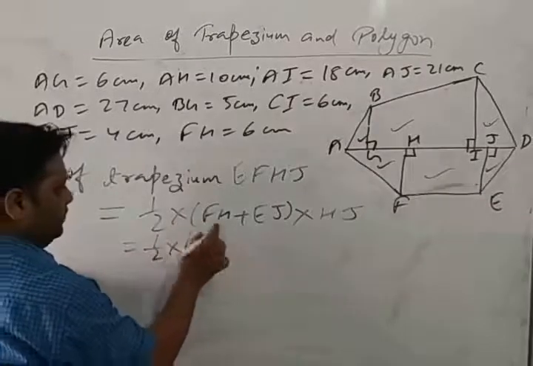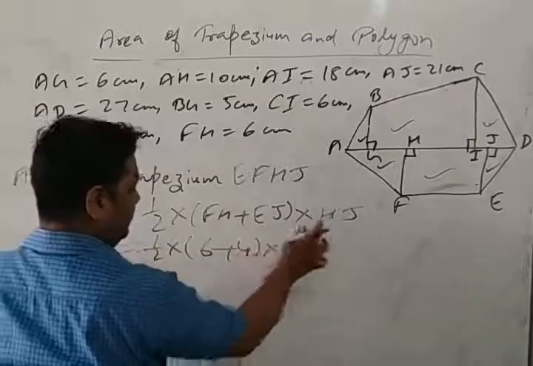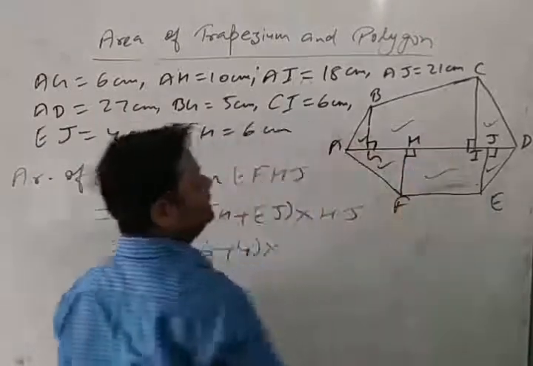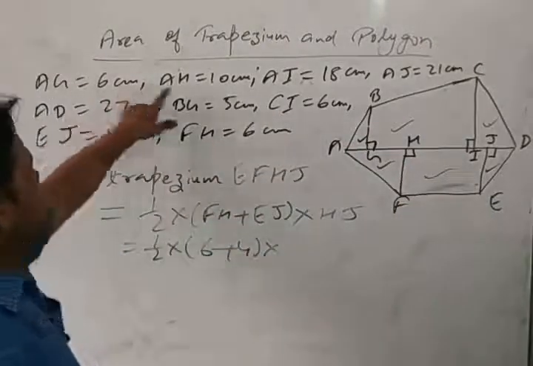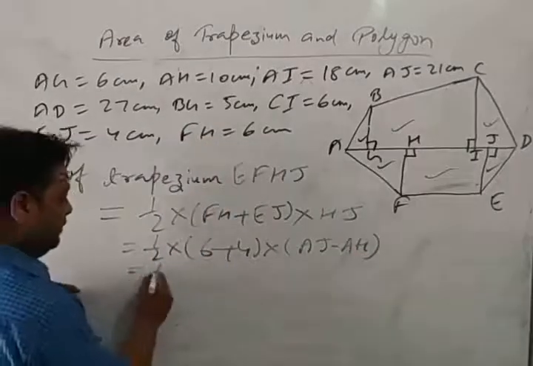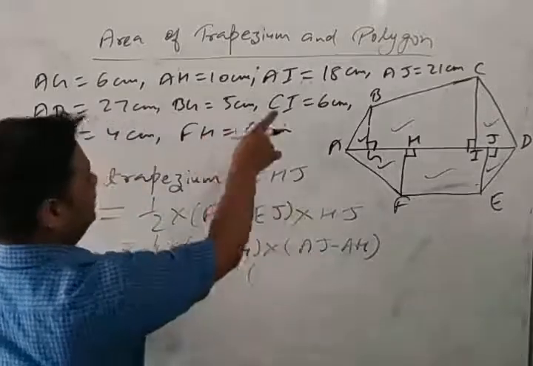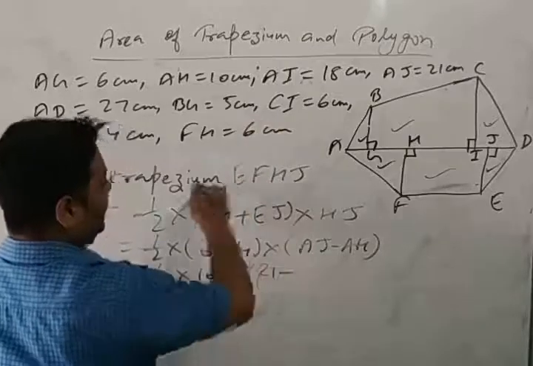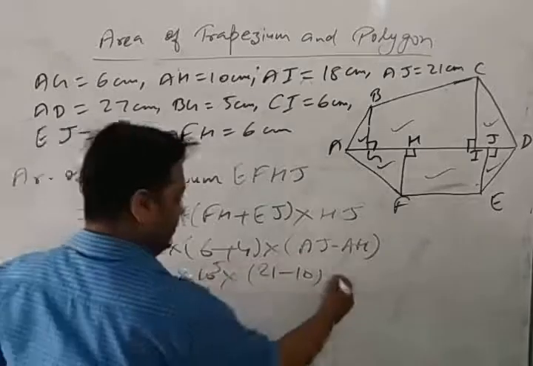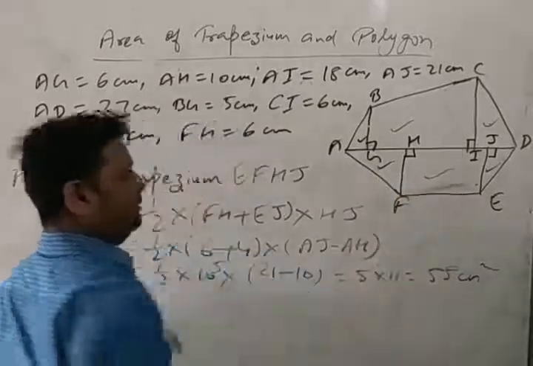Now put the value. FH 6, EJ 4, HJ not given. Again not given. Then we can subtract AJ minus AH. AJ and AH both are given. Yes, both. So we can write AJ minus AH. Then it will be 1 by 2 into 10, and put the value of AJ. AJ value is given 21, and AH value is given 10. Divide into 5 here. Then 5 into 11, that is 55 centimeters square. Now we have found all the values.